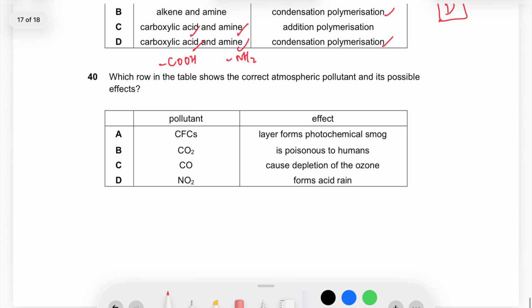Question 40. This is under air. Which shows the correct effects. Okay, so let's see. CO2 is a greenhouse gas, is not really poisonous to humans, so it's wrong. CO does not deplete ozone, it should be CFC. Okay, and then NO forms acid rain, that is true. CFC forms photochemical smog, I don't think so. Okay, so answer will be D.